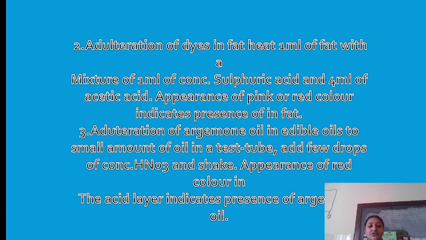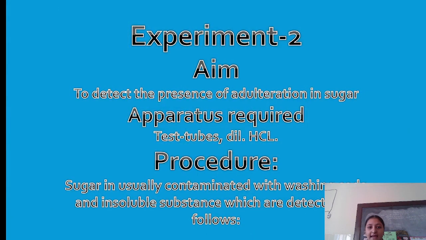Adulteration of argemone oil in edible oils: take a small amount of oil in a test tube. Add a few drops of concentrated HNO3 and shake. Appearance of red color in the acid layer indicates the presence of argemone oil. Next we have experiment number 2, aim: to detect the presence of adulteration in sugar. Test tubes and dilute HCl are the material required.